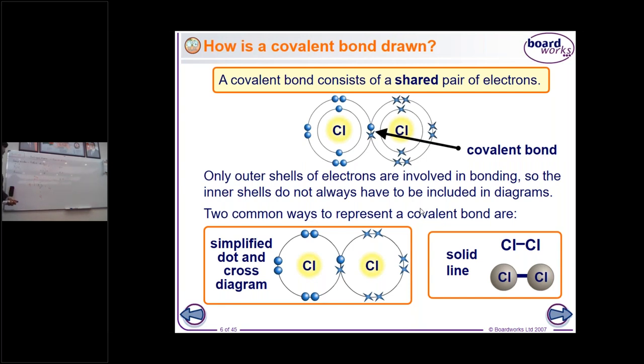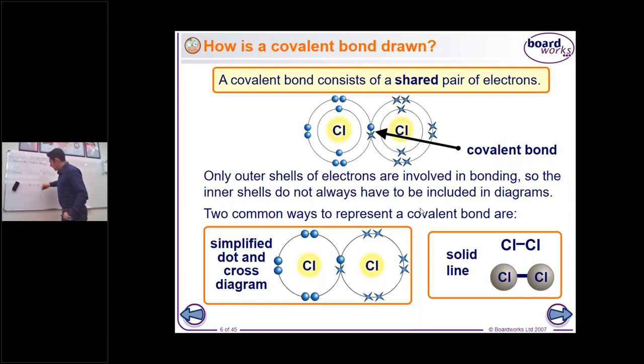Then what we have to do? You have to be careful and be sure that each element has completed its outermost shell. If they didn't complete the outermost shell, it means your structure or dot cross diagram is incorrect. So a wrong dot cross diagram leads to a wrong structure. So what do we have to do? Then I will erase it.